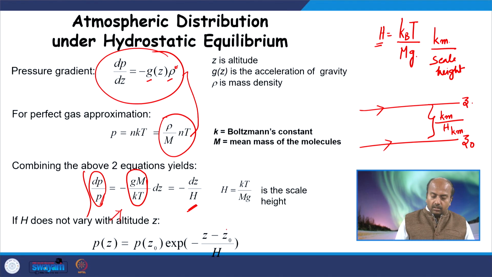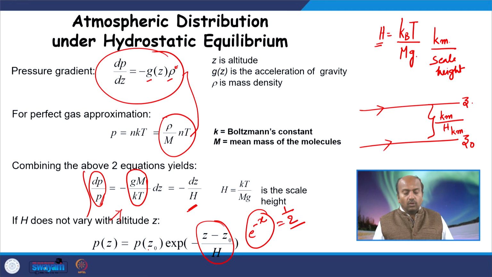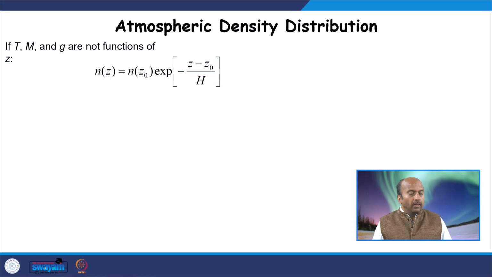So, that means this is going to be a number, e to the power of minus that whatever number will again be a number, just a constant. Let us say we call it 2, for example, e to the power of minus whatever is equal to 2. Then the pressure at z will be smaller than the pressure at z naught by this factor. This is the essence of the hydrostatic equilibrium. Now, temperature, mean molecular weight, gravity are not functions of z.